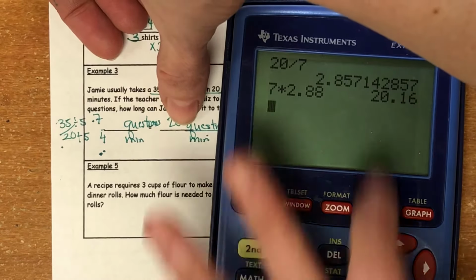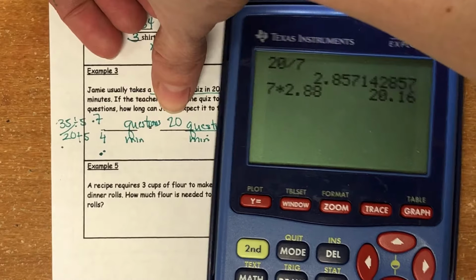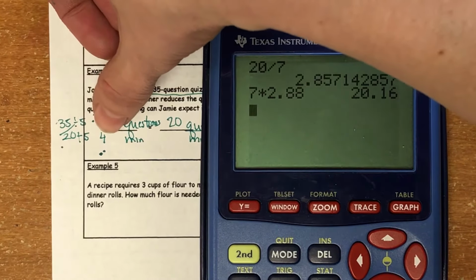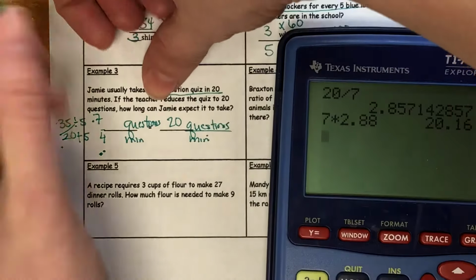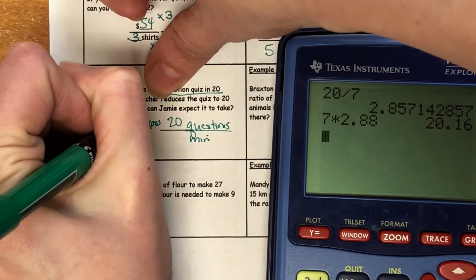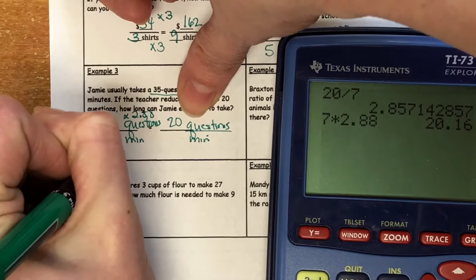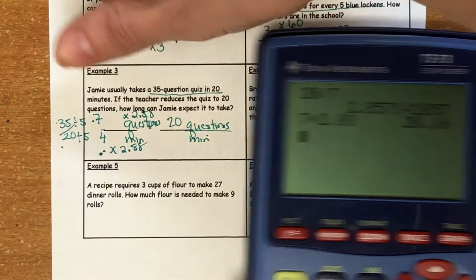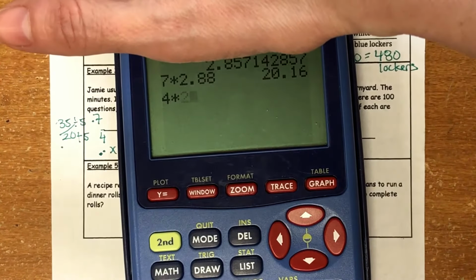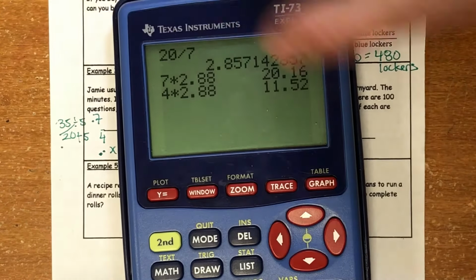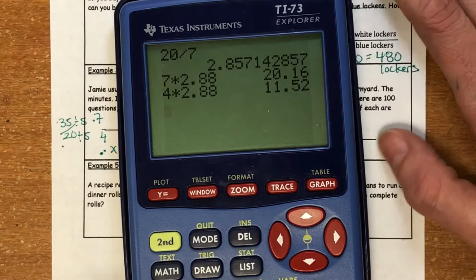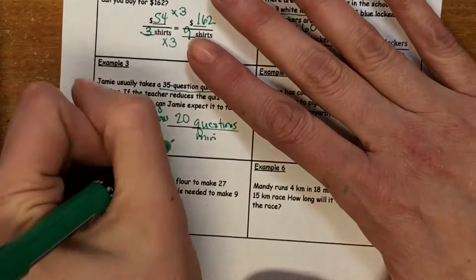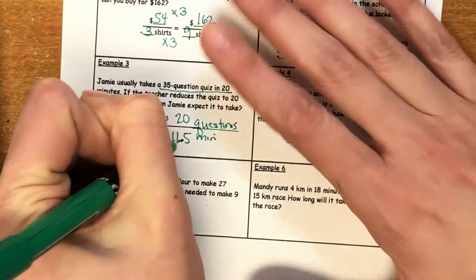This is going to be a decimal. Keep in mind, it's going to be about 20. So I would have to multiply by the same number. So 7 times 2.88 is 20, multiplied by the same thing on the bottom. So then I multiply 4 times 2.88, and I get about 11 and a half minutes. So we can just say 11 and a half minutes for that one.